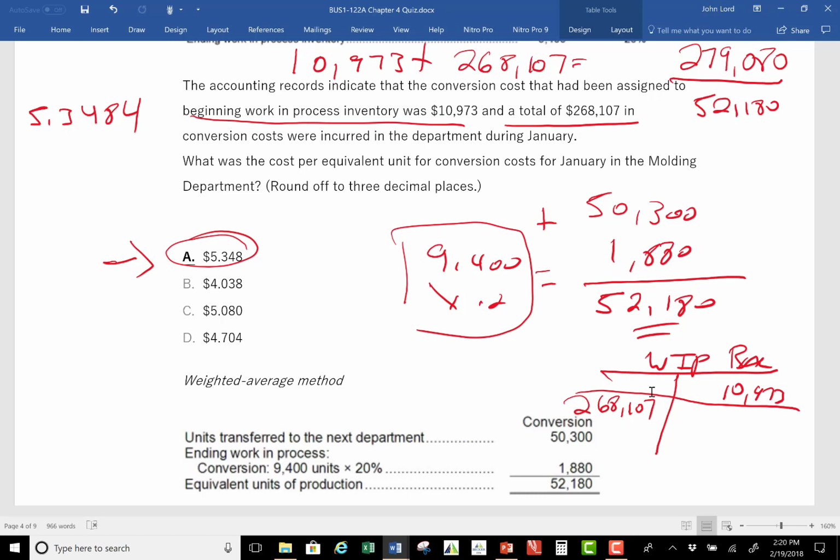Total available. 10,973 plus 268. Say it again, sir. 279 what? 080, like that? Yes. Okay, good. So that's the total cost. Thank you. That's the total cost that we're sitting in there. Okay, and now I need to transfer some cost out, don't I? So how am I going to get that?